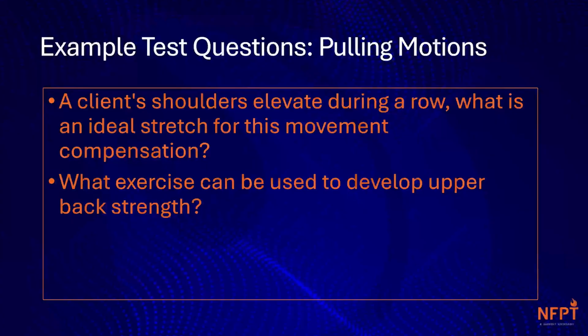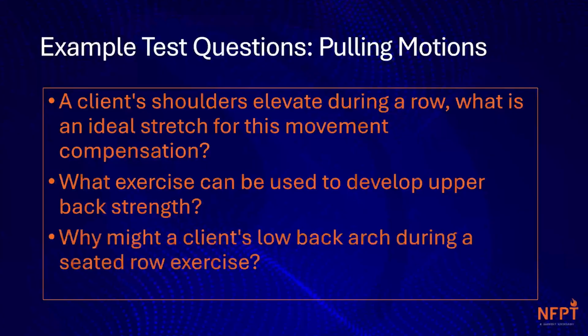And then lastly, we have the example of why might a client's low back arch during a seated row exercise. And so with this one, this is also talking about movement compensations or what we're seeing when we do a movement assessment. And we know when their back is arching, they likely have those weaker core stabilizers and overactive hip flexors. So these are three examples of how pulling motions might show up on test day.